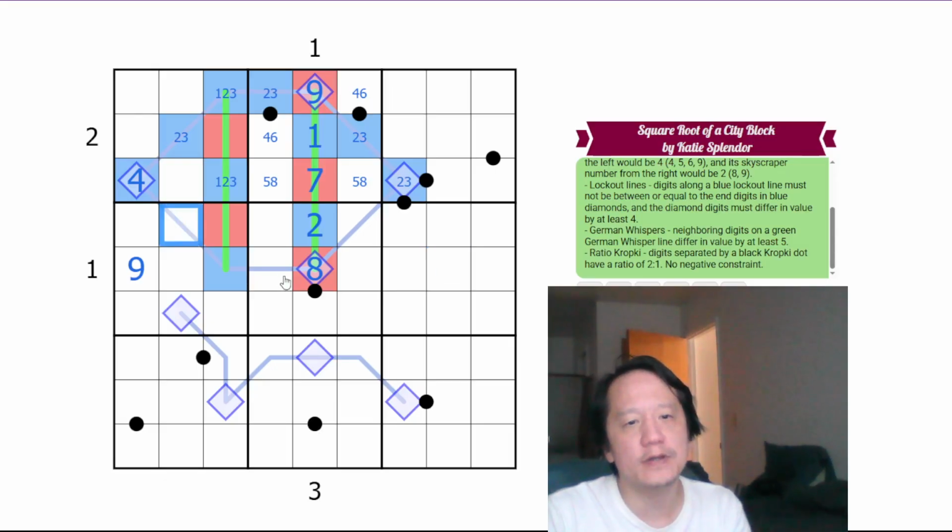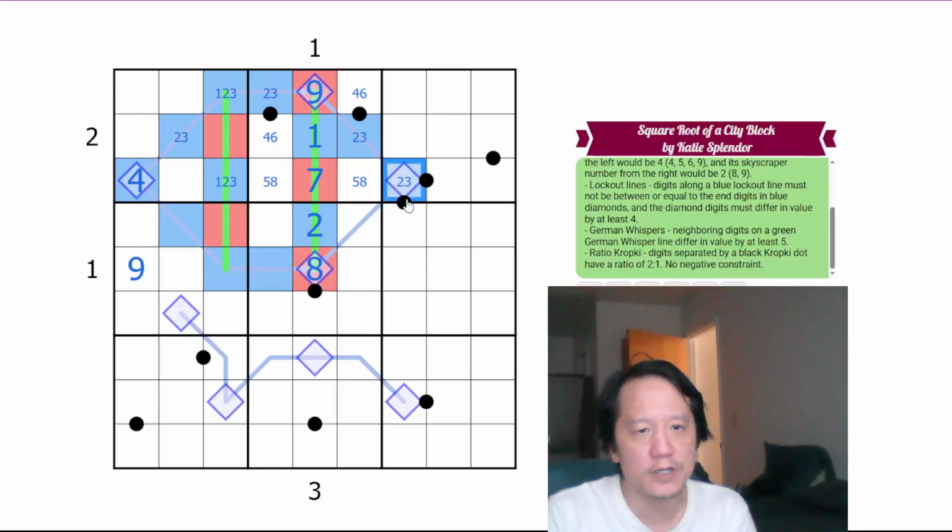9 cannot be either of these digits, which means it cannot be... You can't have a higher digit than 8 aside from 9. So therefore, these must be lower than 4, which means this is a low digit here, and this is a low digit here.